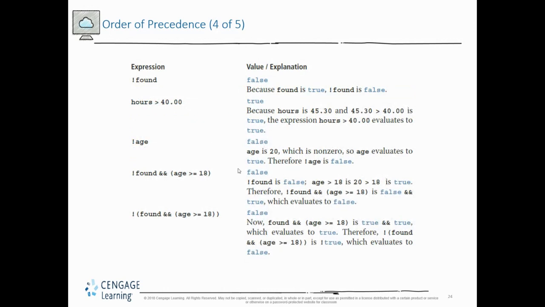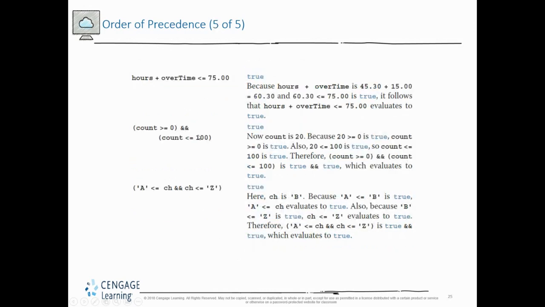All right, so not found is false because found is true. Remember, anytime you have a not, just take the not off. Is found true? If it is true, then the not is false. Okay. Hours greater than 40. Well, that's true because hours is 45.30 from the previous page. Not age is false. Age is 20, which is non-zero, so age evaluates to true. Therefore, not age is false. Remember, not is always the opposite. I'm not going to read these. You can read them.